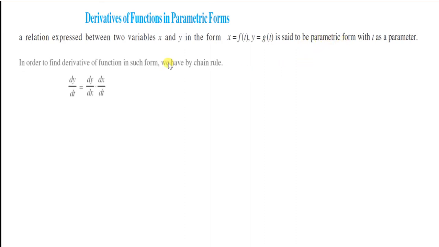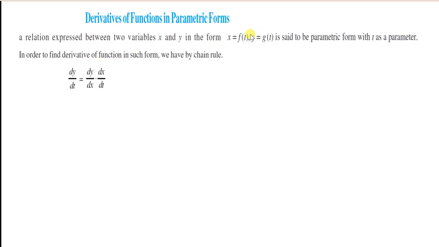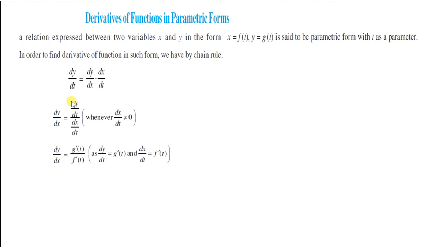So if we find dy by dt, it can be written as dy by dx multiplied by dx by dt. So from here we can have dy by dx equal to dy by dt divided by dx by dt. And dy by dt means g dash t, dx by dt means f dash t. So dy by dx equal g dash t divided by f dash t. So let us understand it through some examples.